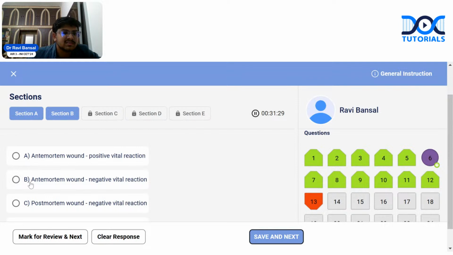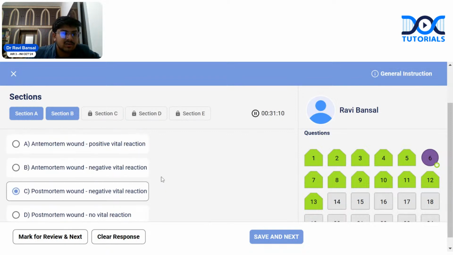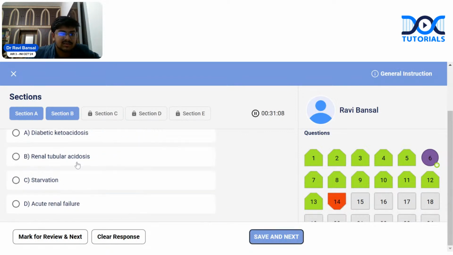So this option is to confuse some students, they don't know this fact. Negative vital reaction can also be seen in antemortem wound. Postmortem wound, there will be negative vital reaction? No. In postmortem wound, there will be no vital reaction. So this is correct, this is wrong. In postmortem, there is no vital reaction, no positive reaction, no negative reaction. So this is a smart question to confuse the students.